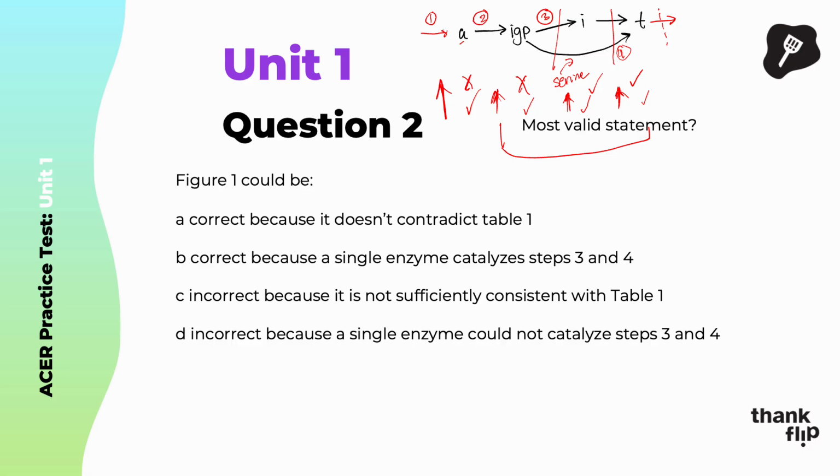And so see how I was able to follow along and reason through the table using this figure? It doesn't necessarily mean that this figure is the only correct answer, but looking at our answer options, we can say that it's correct because it doesn't contradict table 1. With the other reasonings, you can't use this reasoning because it's not actually explaining why it's correct. It's just saying one true thing and another true thing, but it's not actually the reason why this diagram is correct. So you can eliminate option B.